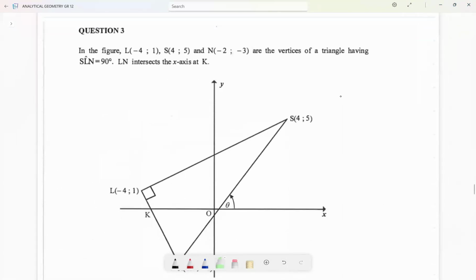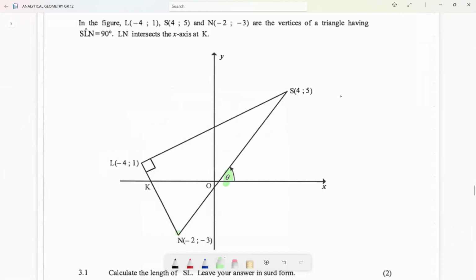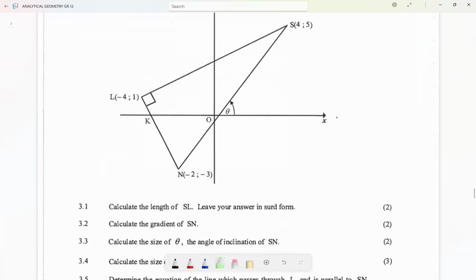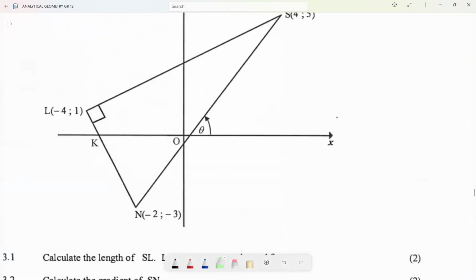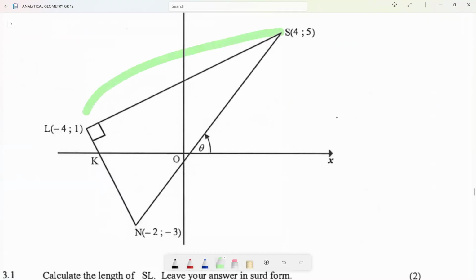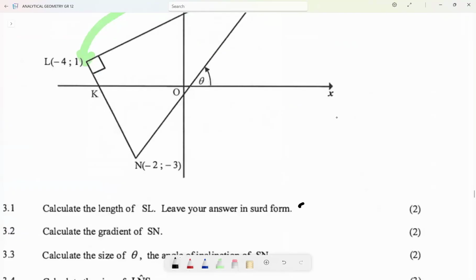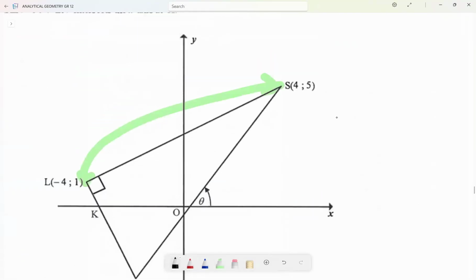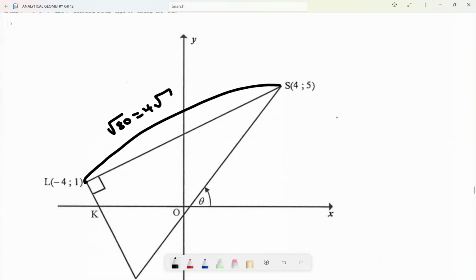This angle, theta, is the angle of inclination of SN. Calculate the length of SL. If you do that well, you'll see that the length of SL is something like square root of 80, or you can say 4 square root of 5.